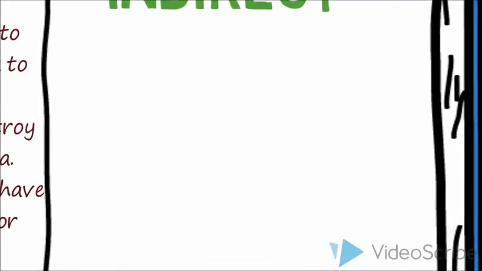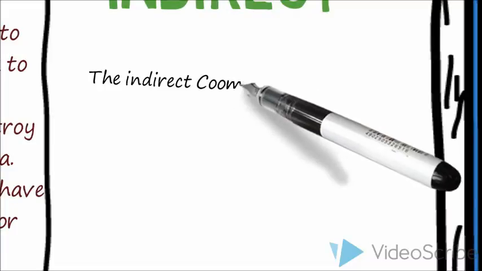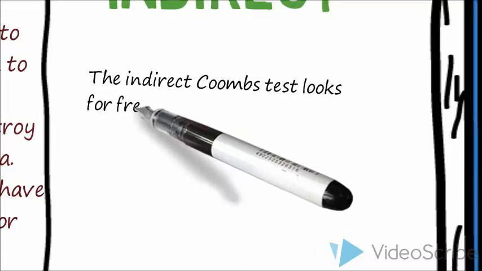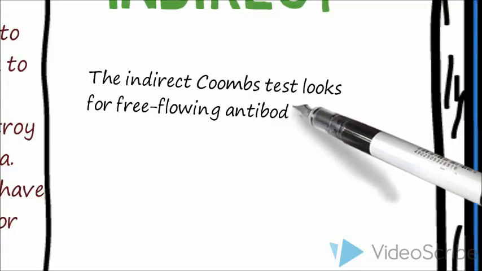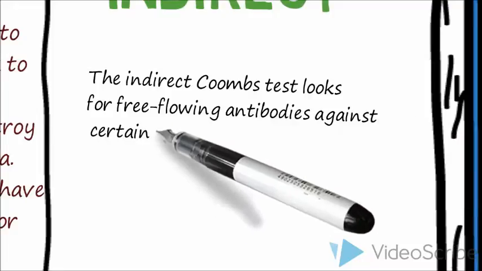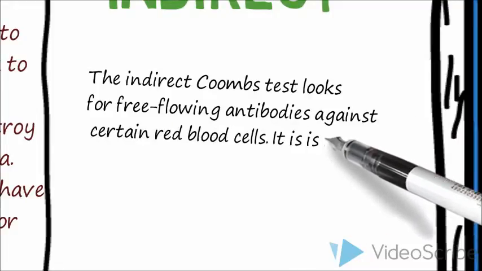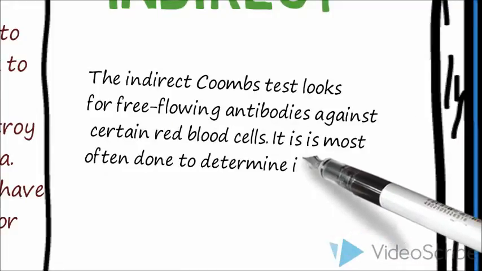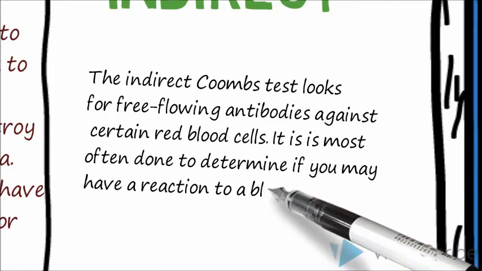Next is indirect Coombs test. It looks for free-flowing antibodies against certain red blood cells. It is most often done to determine if you may have a reaction to a blood transfusion.